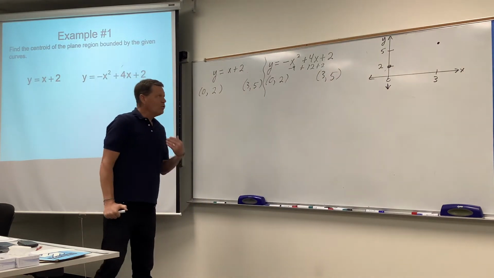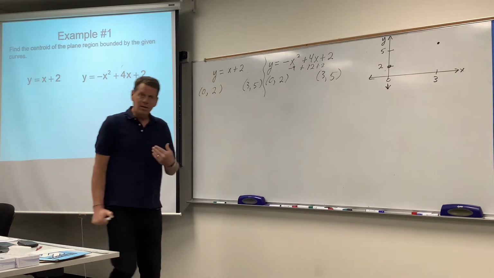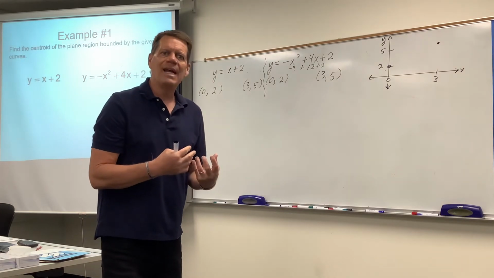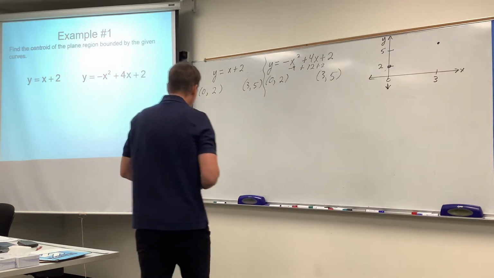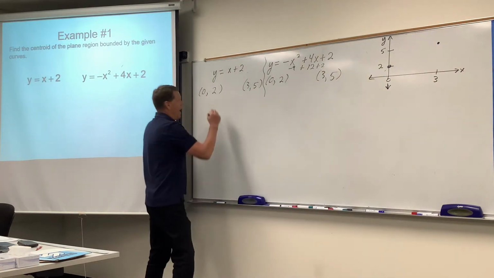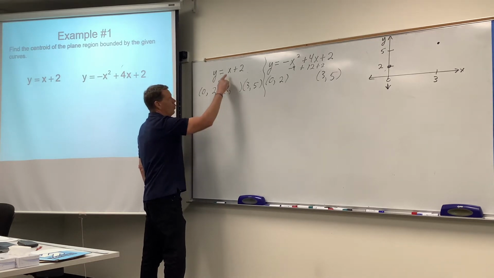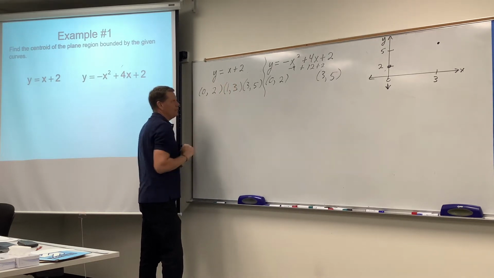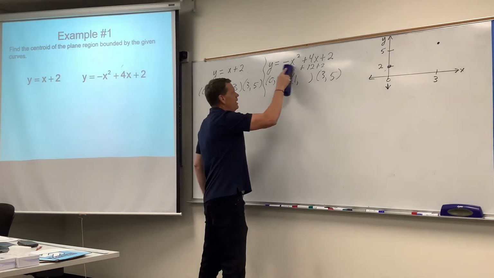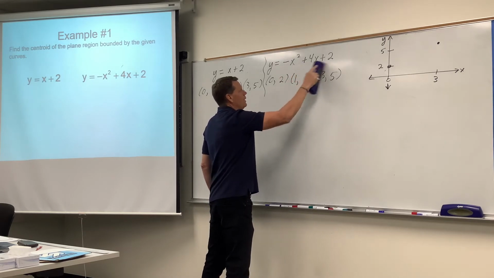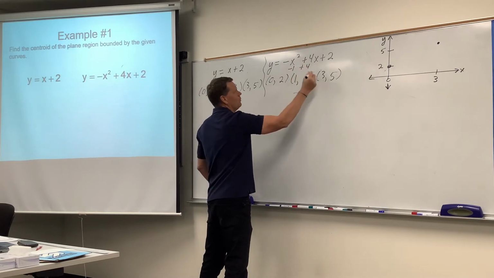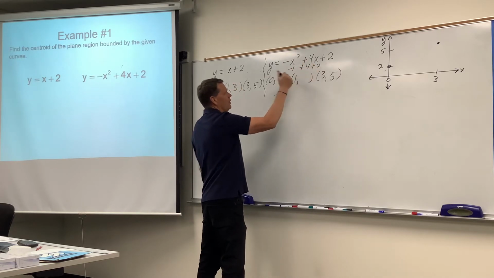All right. As we'll see as we move forward, we also at this point need to determine upper, lower. This is all very similar to when we found the area between two curves. So, how about we pick a number between 0 and 3? How about 1? And if you put 1 in this one, 1 plus 2 is 3. And if we put 1 into this one, it's all just arithmetic, right? 1 squared with a negative in front of it would be negative 1 plus 4 times 1, which is 4, plus 2, that would be 5.